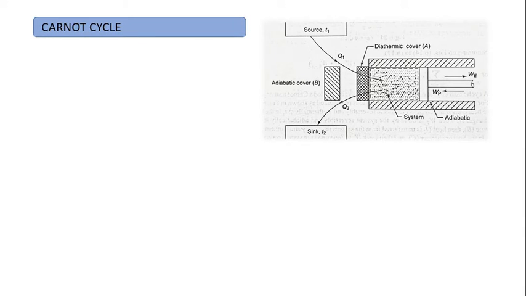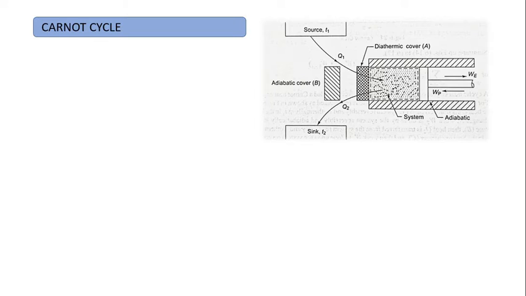So the first process is a reversible isothermal process, in which heat Q1 enters the system at T1 from a constant temperature source, which is at T1, when the cylinder cover is in contact with the diathermic cover A. The internal energy of the system thus increases. The second process is a reversible adiabatic process, in which the diathermic cover A is replaced by the adiabatic cover B, and work WE is done by the system adiabatically at the expense of its internal energy, and the temperature of the system decreases from T1 to T2.